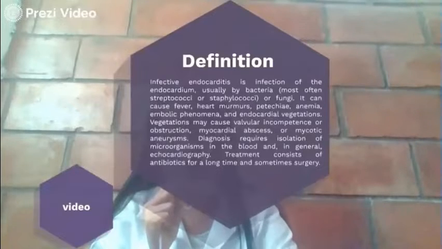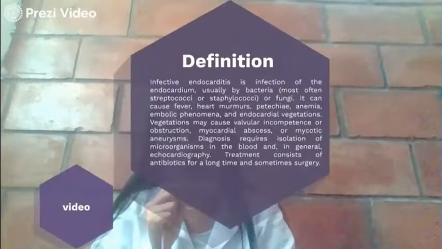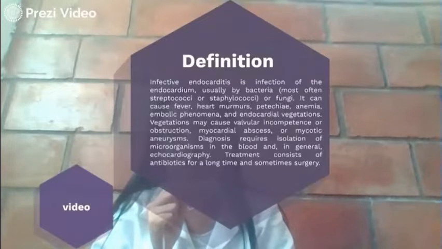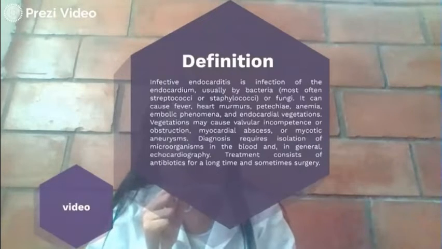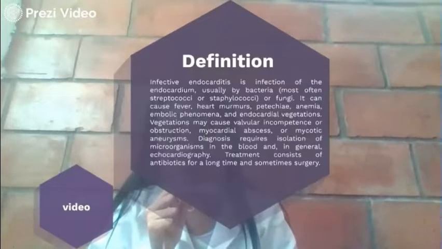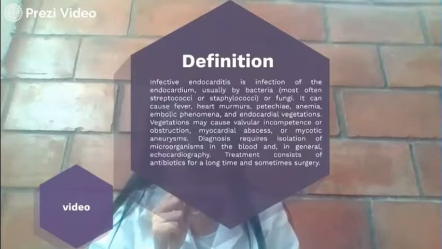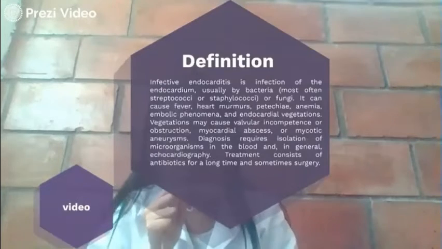Infective endocarditis is infection of the endocardium, usually by bacteria, most often Streptococcus or Staphylococcus, or fungi. It can cause fever, heart murmurs, petechiae, anemia, embolic pneumonia, and endocardial vegetation. Vegetation may cause valvular incompetence or restriction, myocardial abscess, or mycotic aneurysm.